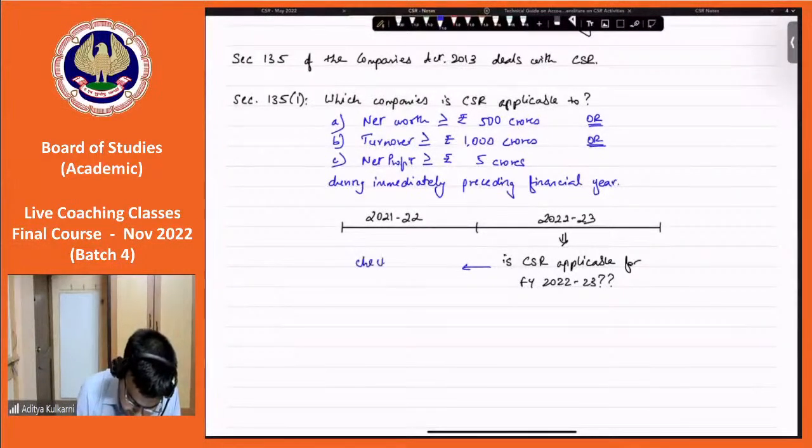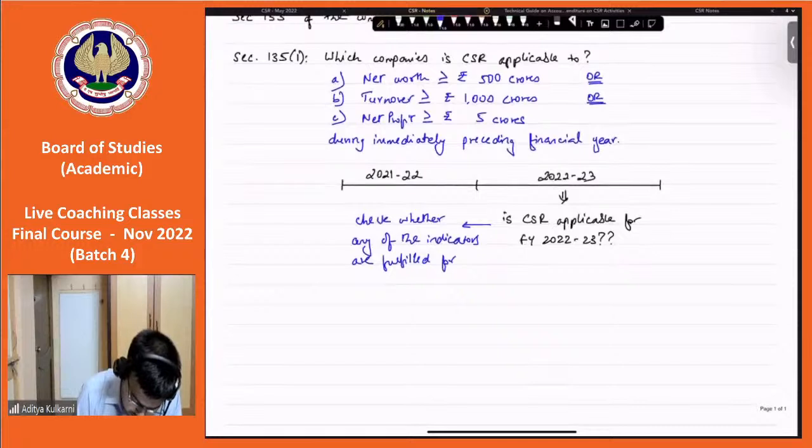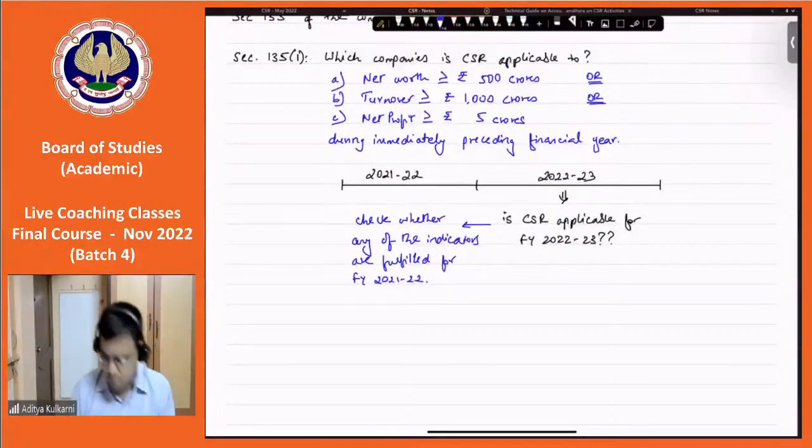check whether any of the indicators are fulfilled for financial year 21-22. This is the amendment that has happened.